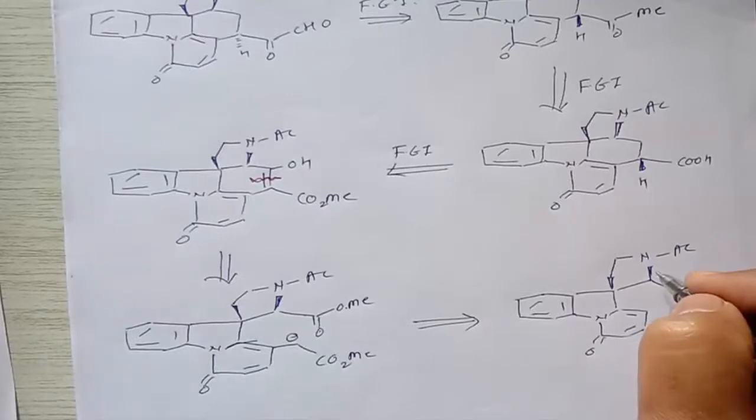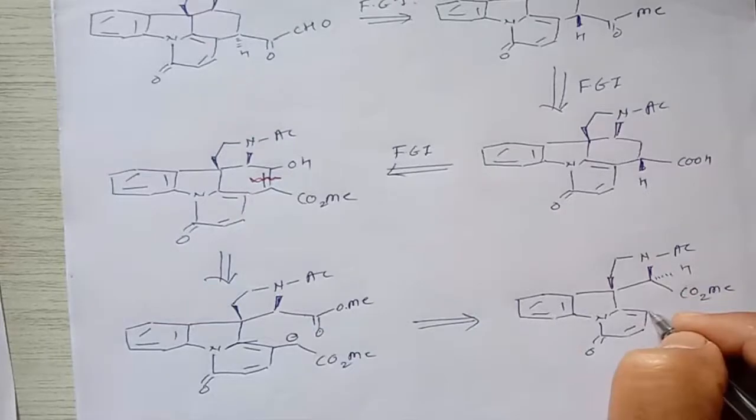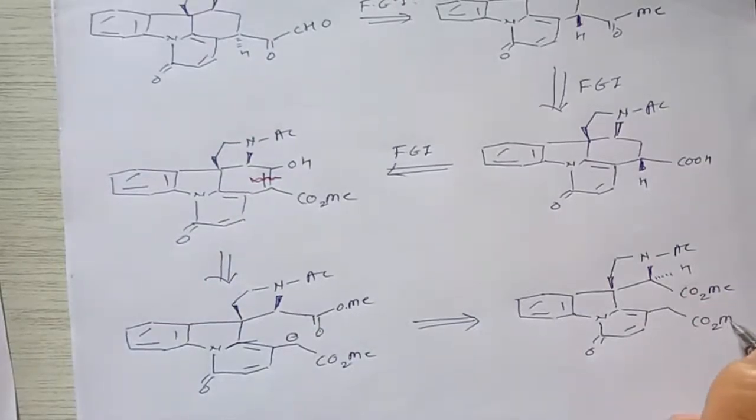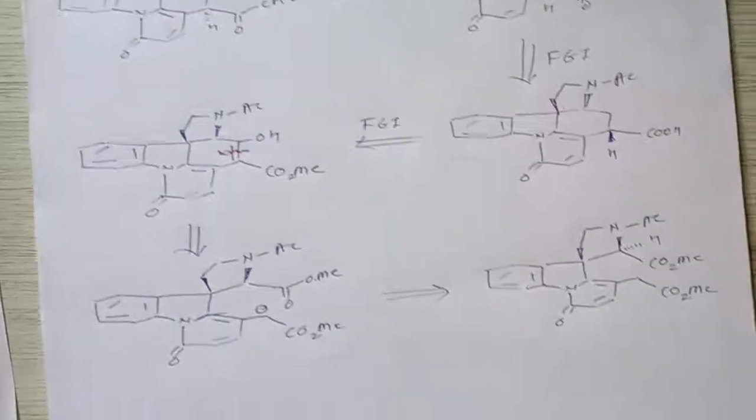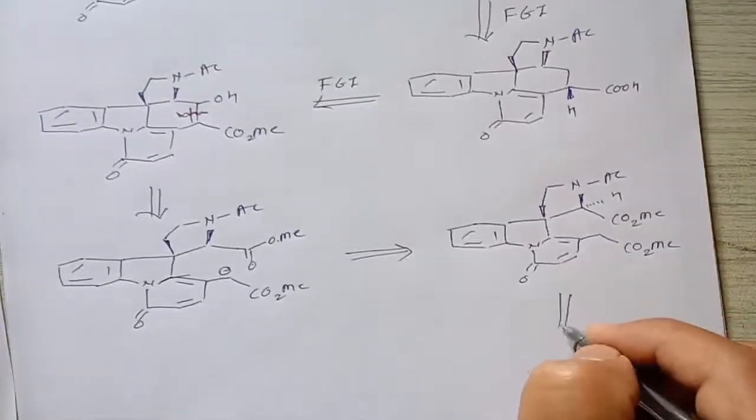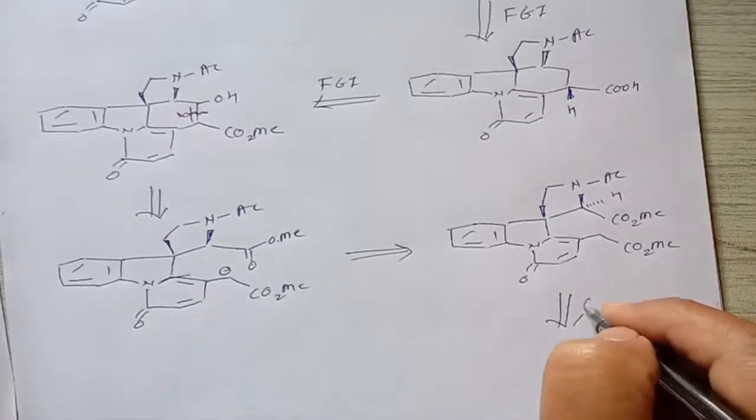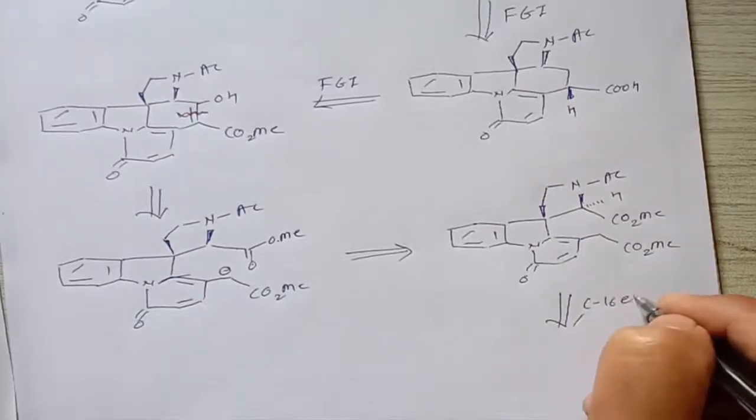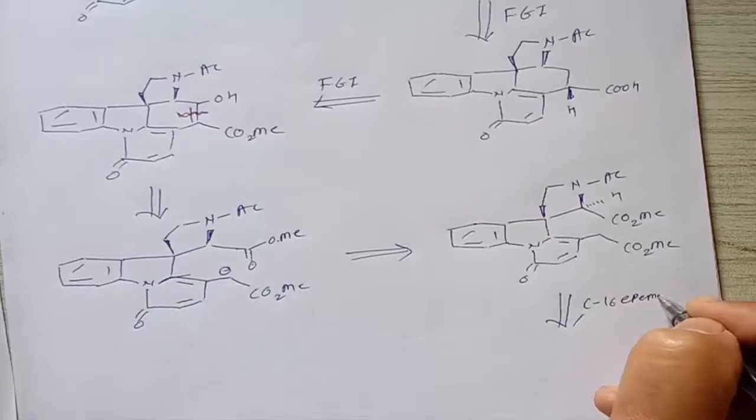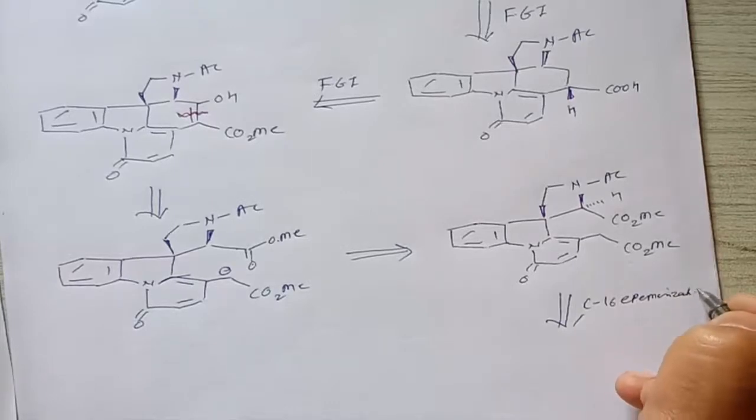And here is a hydrogen, so this hydrogen is below the plane, and this is CH2CO2Me, right? Only we are replacing this negative charge by the hydrogen. Then in the further step, we have to do C16 epimerization. So what is this C16?